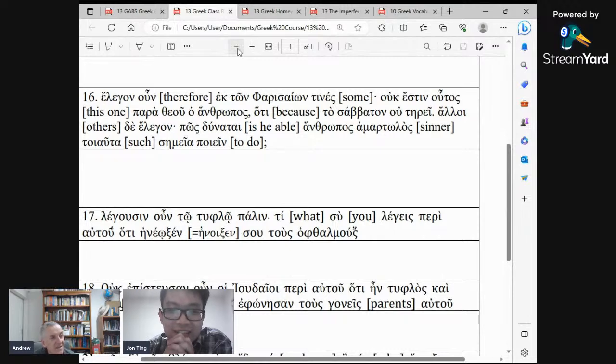Okay, second half of that sentence. That's hoti, which is because. To Sabbaton ou tirei: there will be a Sabbath, not keep. So because he doesn't keep the Sabbath. Very good. And alloi, which is others, elegon, the de is but here. So others were saying, but others were saying.